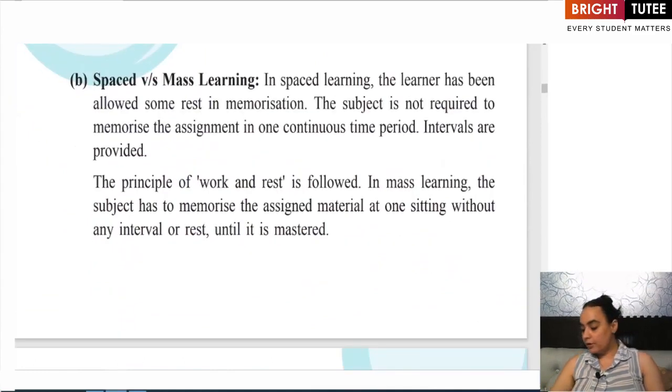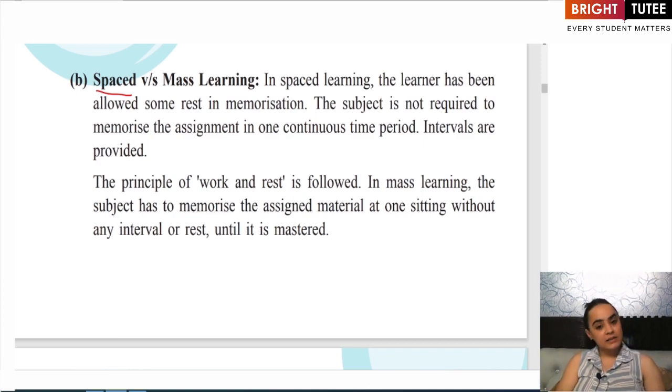The second method of learning is spaced versus mass learning. Now, spaced learning in itself is suggestive of the fact that there is a gap when you learn. Okay? So, spaced learning means that once you are trying to learn something, you are allowed to take some rest in between. The person who is learning has got no obligation to continue learning at a continuous rate. Intervals are allowed. So, spaced learning follows the principle of work and rest. You learn something, you put yourself to work. After you have learned, you take a rest. This will help you to relax yourself and to retain what you've learned in your mind for a longer duration.